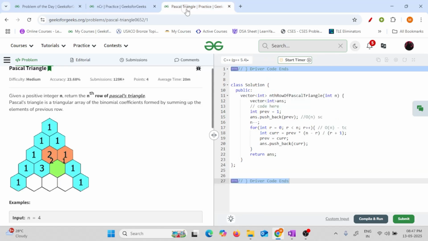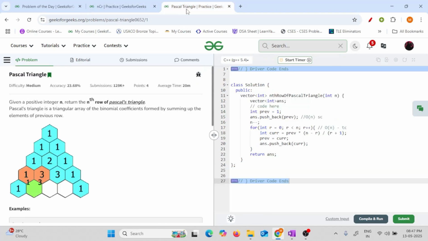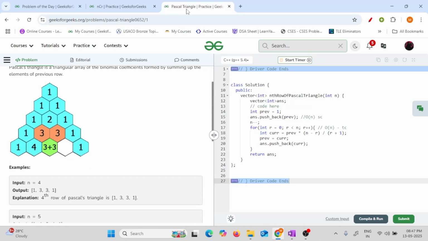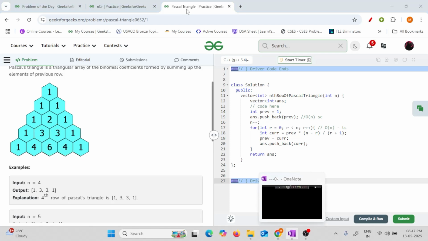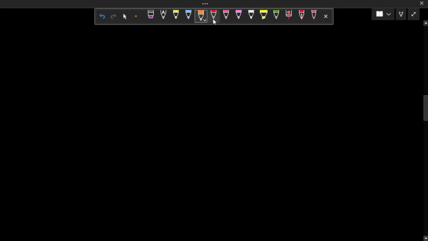Two or three days ago, we solved one problem, which is Pascal's triangle. If you know it, you've already solved this problem. If you are looking for that video, I will mention it in the description. So let's see what we are doing in that problem. Now we have to generate any term.